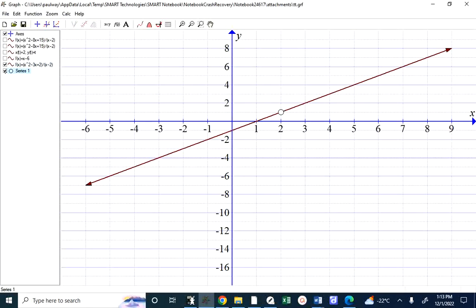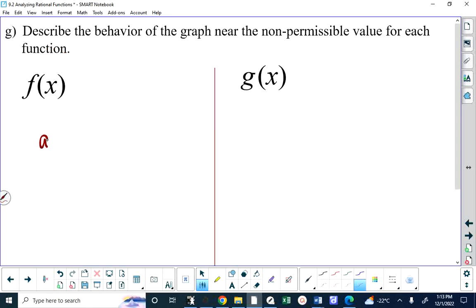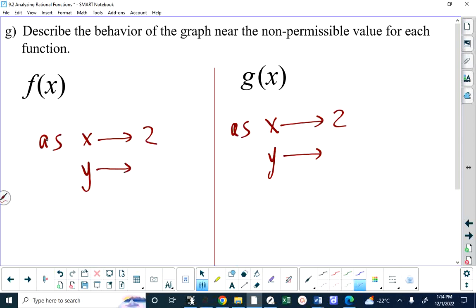this one first. When I say what is the behavior of the graph near the non-permissible value, what I am asking is this. As x gets closer to the value that it's not allowed to be, what does y get closer to? As x gets closer to the value that it can't reach, what does y get closer to?